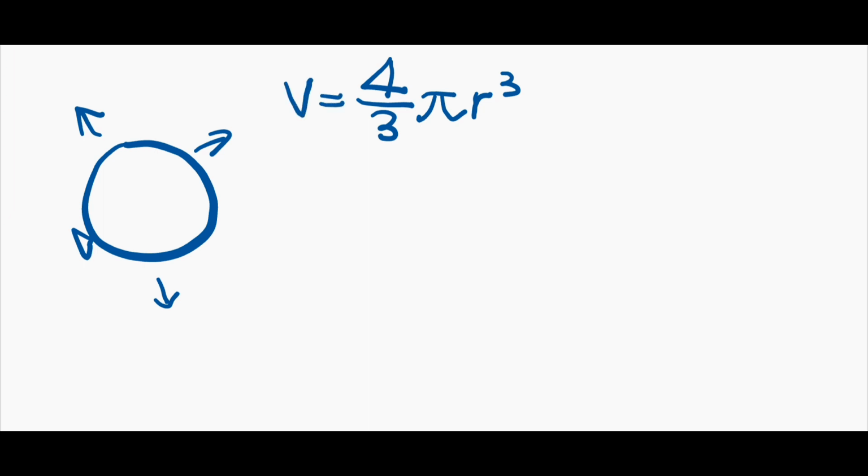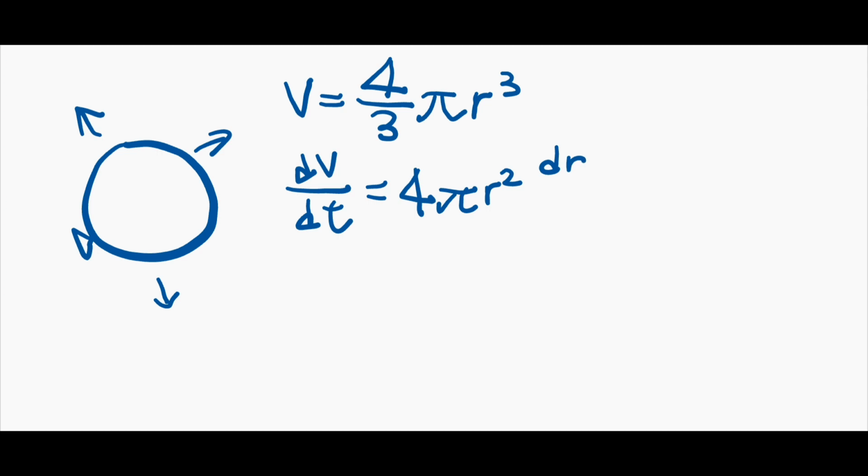Well, we want to know how fast the radius is increasing. We know how fast the volume is increasing. So let's take the derivative of both sides to find the rates of change. dV over dt is equal to, that would be 4 pi r squared times dr over dt. Okay. Well, we know dV over dt. 4 pi is a constant. And r squared, can we figure out r?